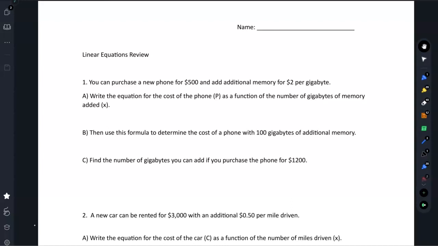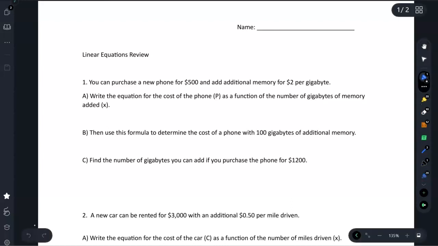So I'm going to do the odd ones. Let's start with the first one. It says you can purchase a new phone for $500 and add additional memory for $2 per gigabyte. So I'm asked to write the equation of the cost of the phone, P.